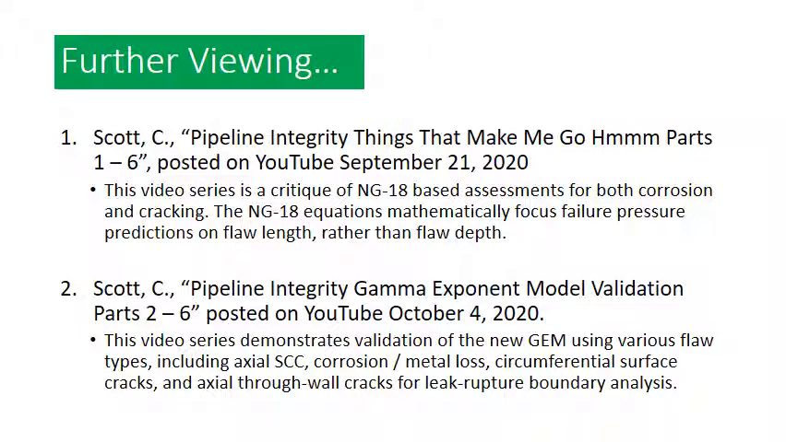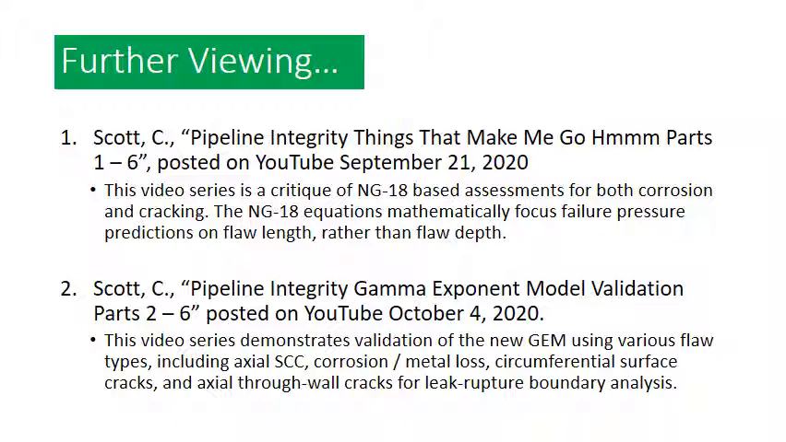Now, if you're interested in further viewing, I'd like to suggest that you take a look at my other video series. It's called Pipeline Integrity, Things That Make Me Go Hmm, and that's 6 parts. Each part is about 10 or 15 minutes. That video series is a critique of the NG18 based assessments for both corrosion and cracking. If you look into the mathematics of those NG18 based equations, they mathematically focus failure pressure predictions on the flaw length. And that's really not correct. Everything should be based on the flaw depth. So I go through a mathematical exercise where I demonstrate why that's a problem and what the ramifications of it are.